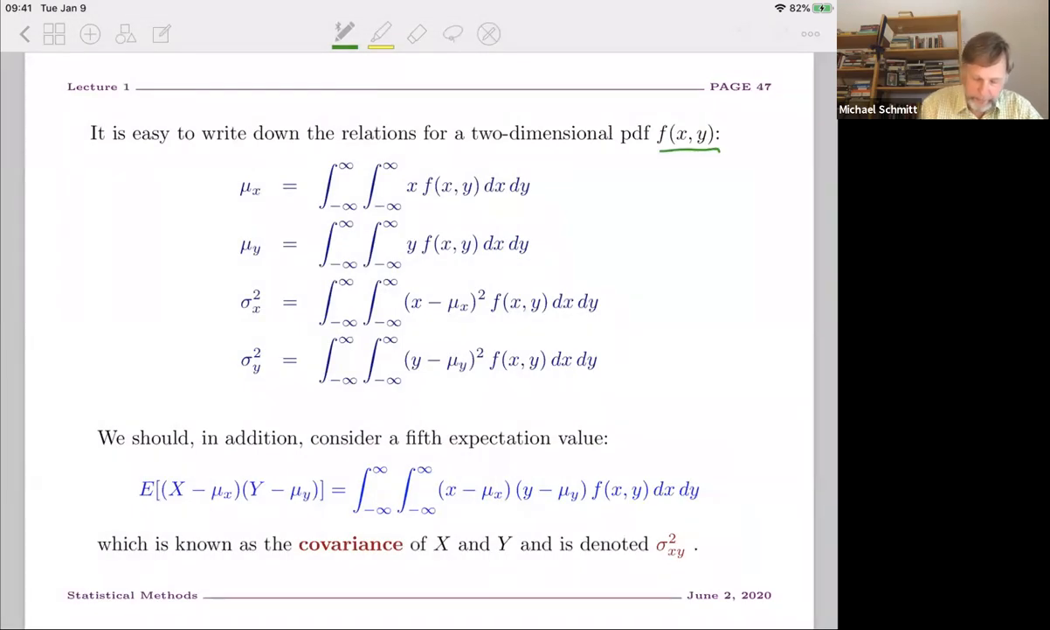So we just kind of follow our nose and write down what we know. We can take the mu, the mean of x. We can take the mean of y. We can take the variance of x, and we can take the variance of y.